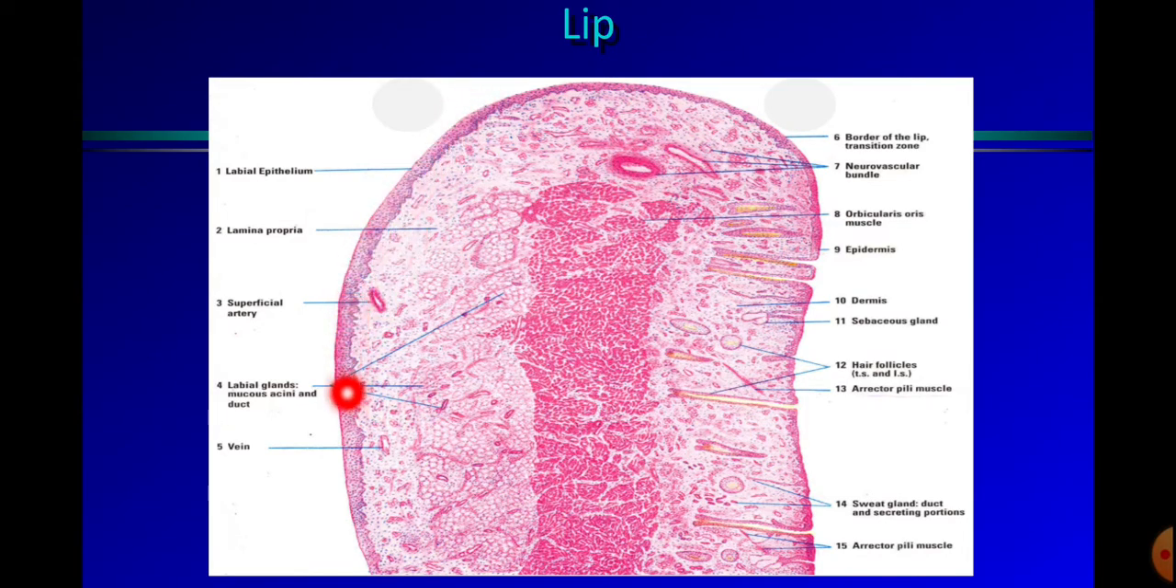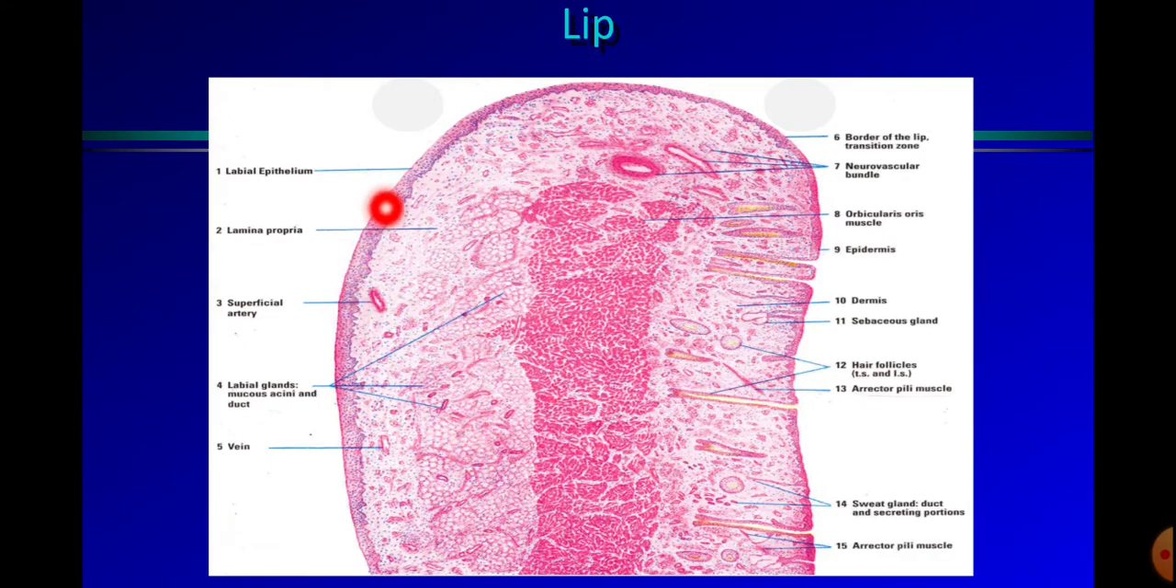Along with this stratified squamous non-keratinized epithelium, underlying it there is connective tissue. Here this is the connective tissue, that is the lamina propria, and underlying that, along with this inner aspect, there are a number of labial salivary glands. So here one can find the presence of the labial salivary glands.